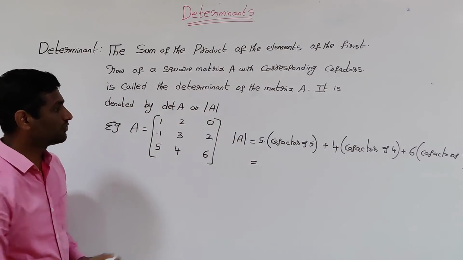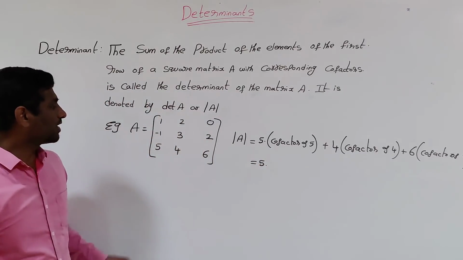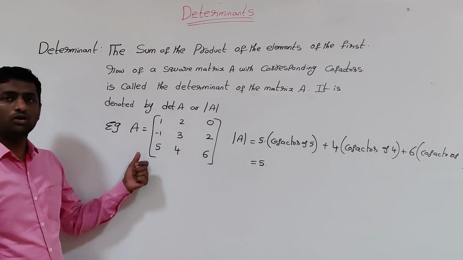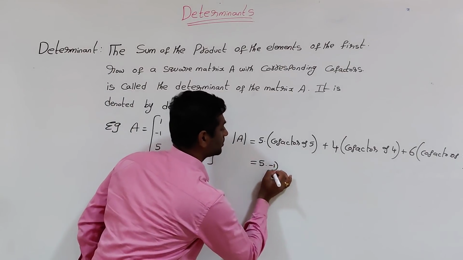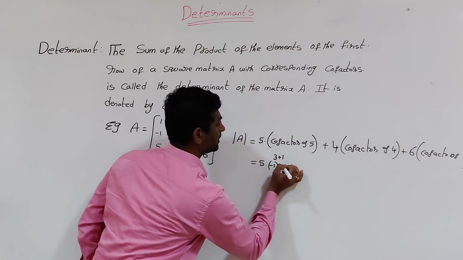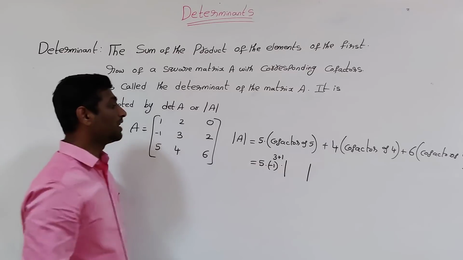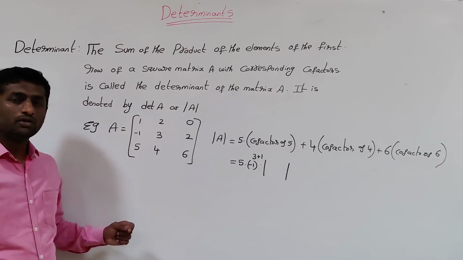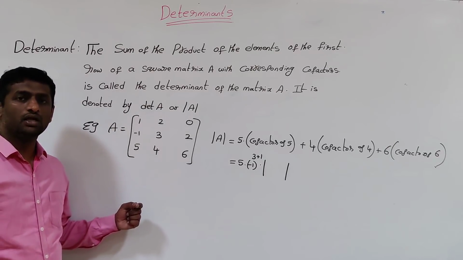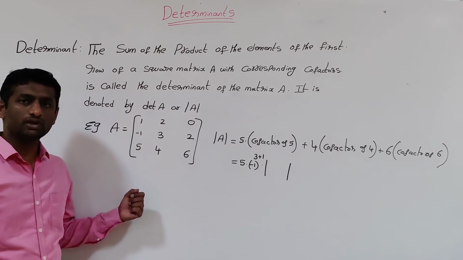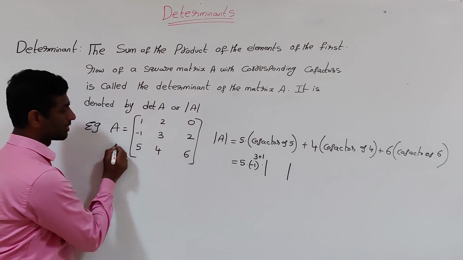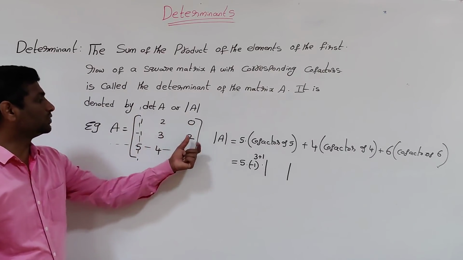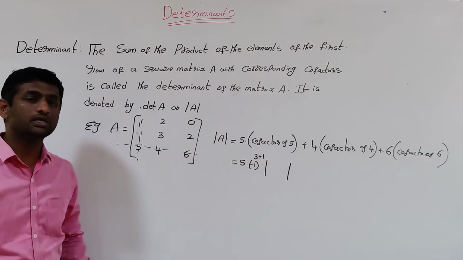Now we'll see 5 into cofactor of 5. It is minus 1 whole to the power of, it is located in third row and first column, minus 1 whole to the power of 3 plus 1 into determinant minor of 5. How to find out the minor of 5? First hide the position of 5 where it is located. It is located in the third row and first column. You will be left over with 2 0 3 2. Then the determinant of 2 0 3 2 gives the minor of 5.